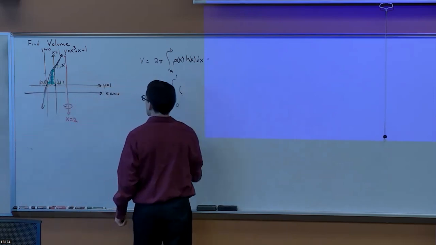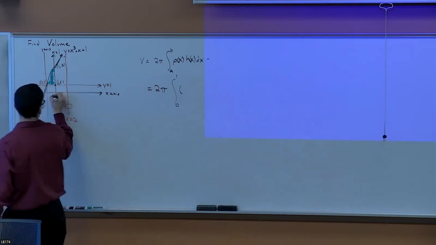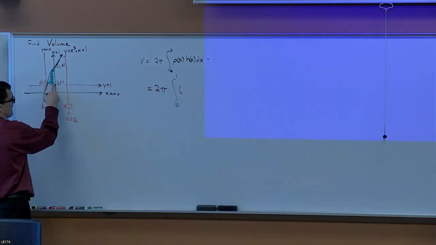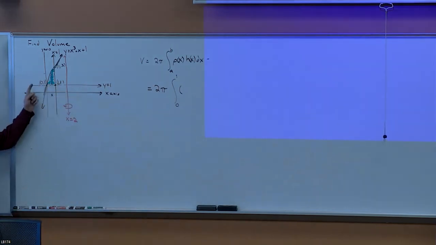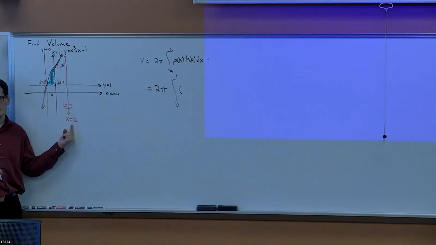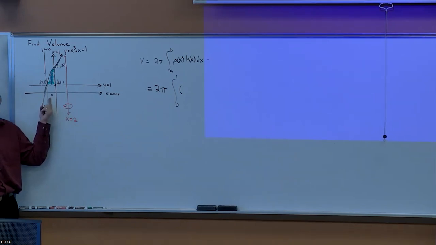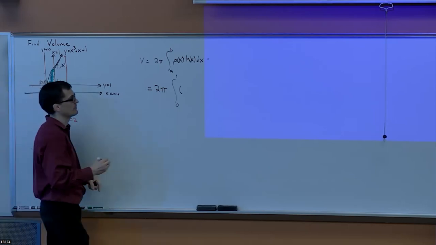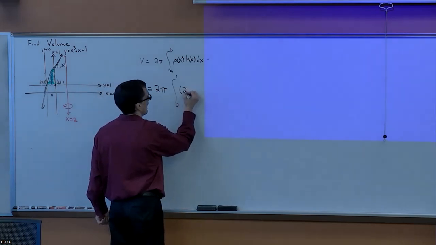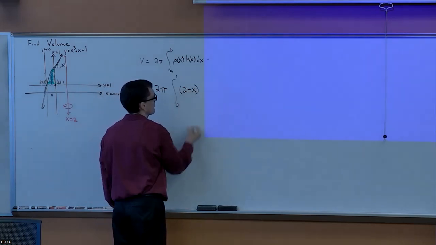My radius is going to be from some arbitrary x value in this section to the line I'm rotating around. I'm rotating around x equals 2. Now, if I want my radius to be positive, I notice that the 2 is bigger than the x values that I'm going to be plugging in. All of the x values are going to be between 0 and 1, so they're smaller than 2. And so if I want my radius to be positive, I write 2 minus x.